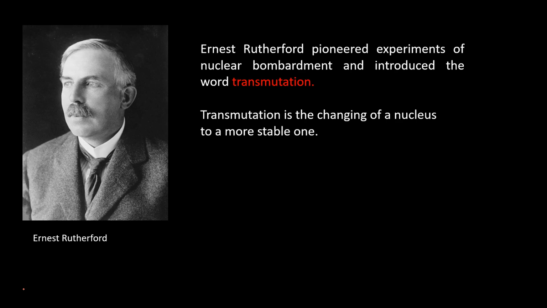So, Henri Becquerel placed uranium ore over an unexposed photograph and the photograph was exposed. Marie and Pierre Curie called this natural radiation because the uranium was unstable. And Ernest Rutherford introduced transmutation, or the changing of one nucleus into a more stable one. Now, moving on to types of radiation.